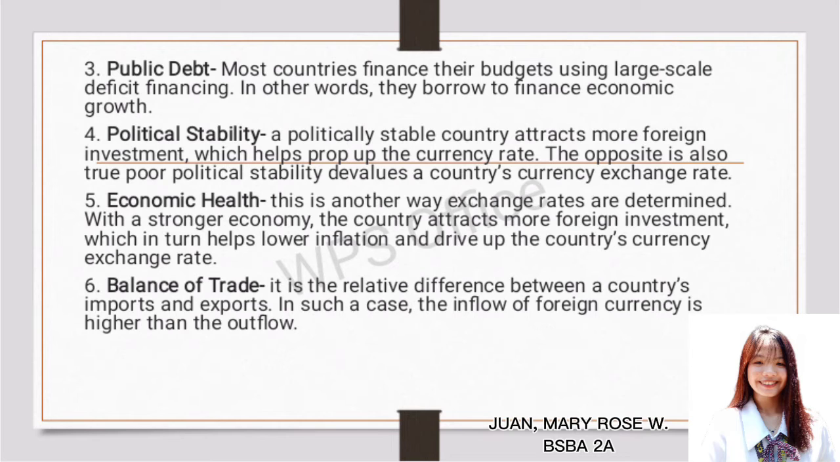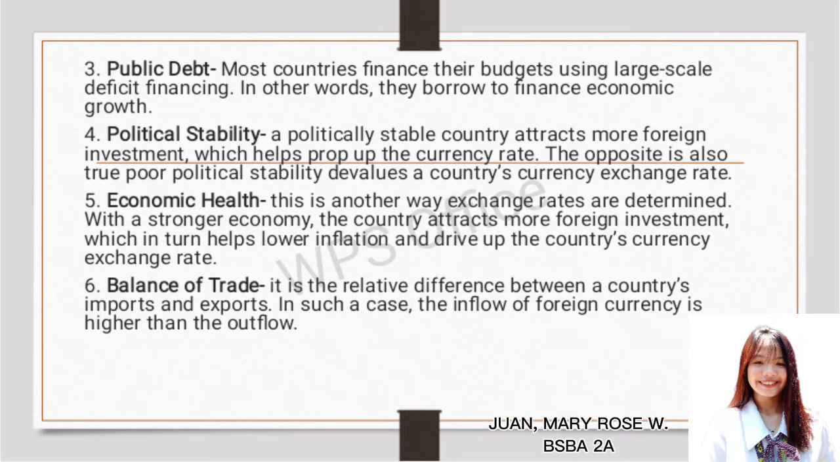Next is political stability. A politically stable country attracts more foreign investment, which helps prop up the currency rate. The opposite is also true. Poor political stability devalues a country's currency exchange rate. Economic health. This is another way exchange rates are determined. With a strong economy, the country attracts more foreign investment, which in return helps lower inflation and drive up the country's currency exchange rate.